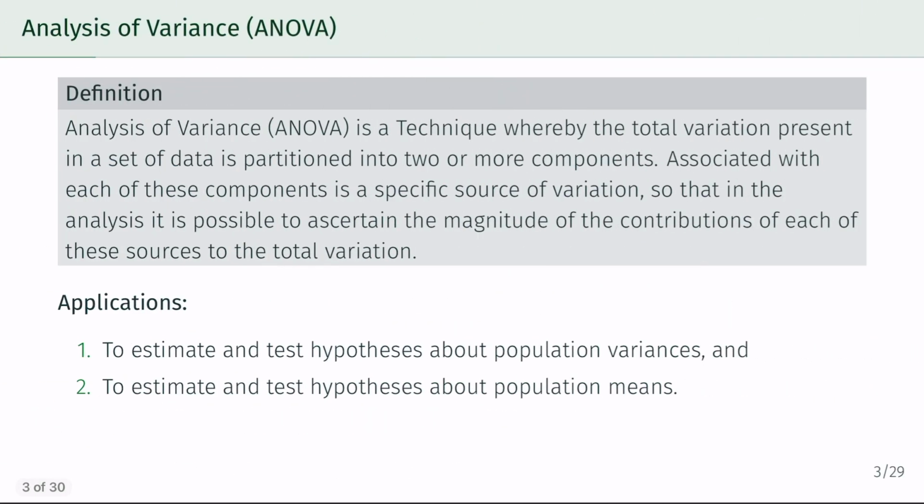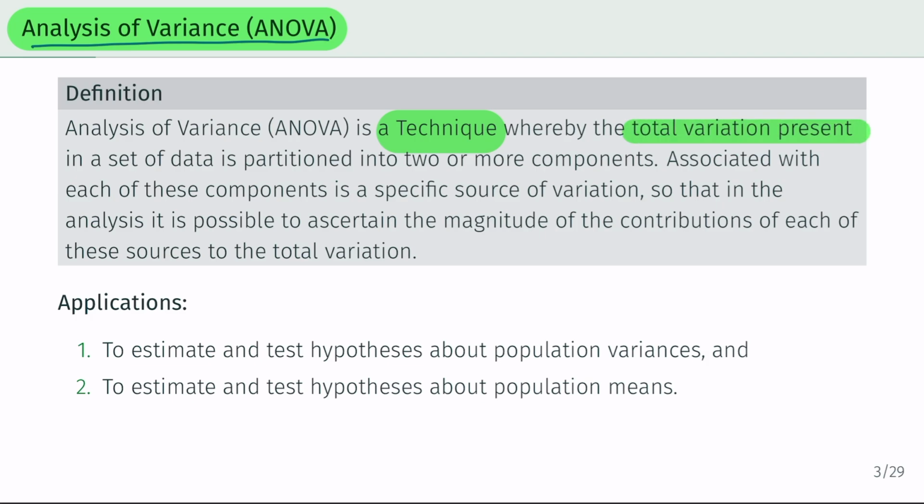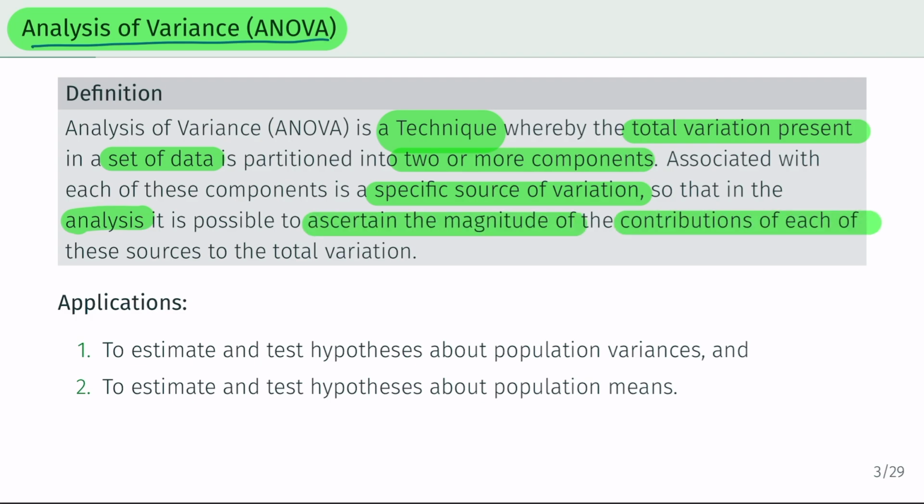What is ANOVA? ANOVA stands for analysis of variance. How do we define it? It's a technique whereby the total variation present in a set of data is split into two or more components. Associated with each of these components is a specific source of variation, so that in the analysis it is possible to ascertain the magnitude of the contribution of each of these sources to the total variation.